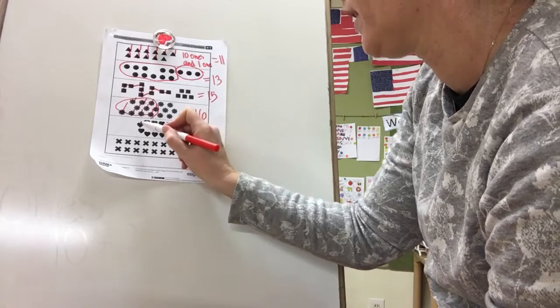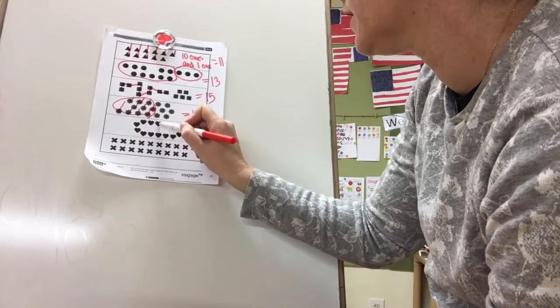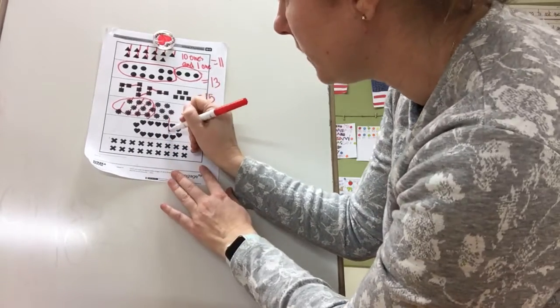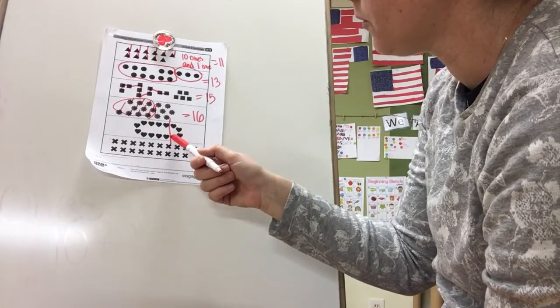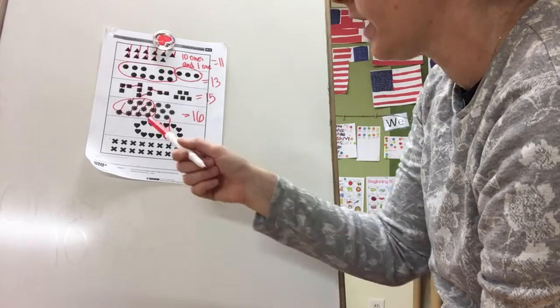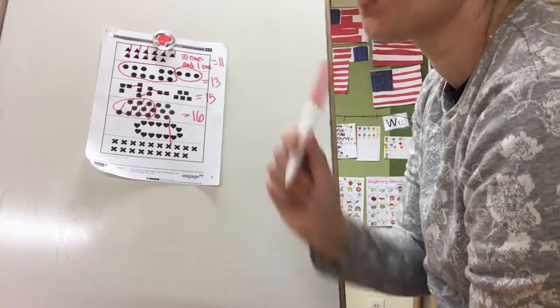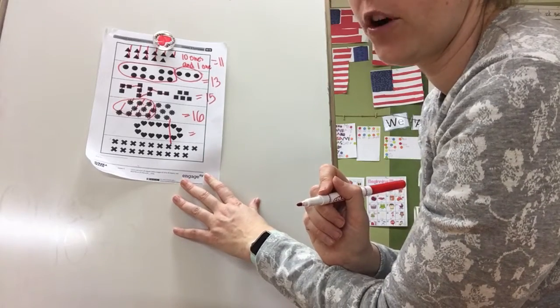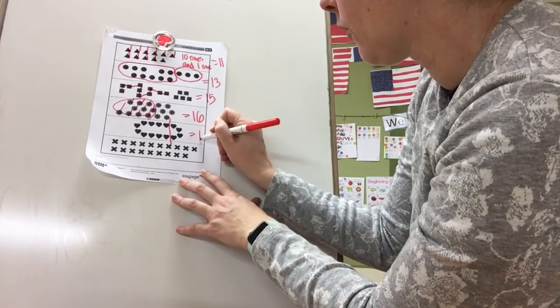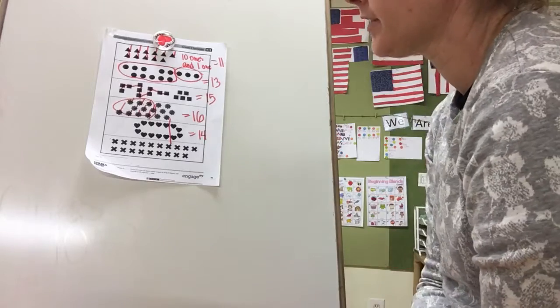Okay, let's do our next one. 1, 2, 3, 4, 5, 6, 7, 8, 9, 10. So that side is 10. I have 10 ones and 1, 2, 3, 4 hearts left. I have 10 ones and 4 ones equals, who knows what 10 ones and 4 ones equals? 14.